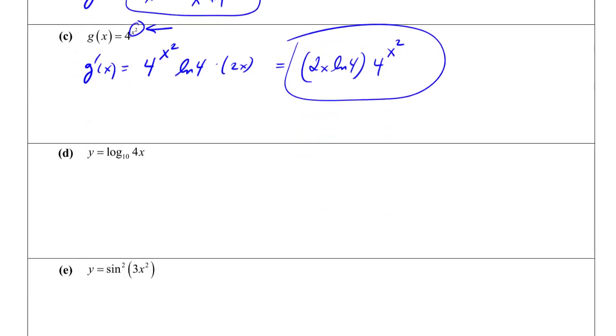How about y equals log base 10 of 4x? Okay. So again, it's basically log base 10 of something. So y prime is 1 over that something, but because it's not base e, I need a correction factor of ln 10 down there, and because of the chain rule, I need to multiply by the derivative of 4x, which is 4, and these 4's will cancel, and I get 1 over x ln 10.